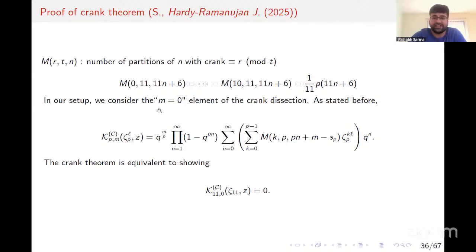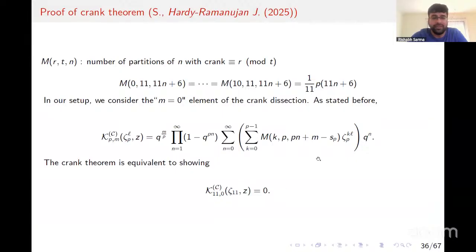And in our setup, what we do is we consider the m equal to 0 element of the crank dissection, like Garvan used the m equal to 0 element of the rank dissection. And as stated before, this is what the dissection element looks like, in terms of these cranks. And the crank theorem is equivalent to showing that this general dissection element for p equals 11 and m equals 0, l equals 1 is equal to 0.